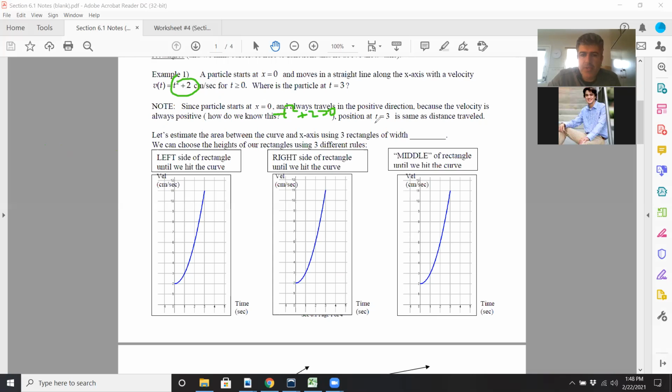But anyway, position at t equals 3 will also be the same as distance traveled. That's not always true when sometimes the velocity is negative. Again, we'll explore that next week. But for now, the position at t equals 3 will also be the same thing as distance traveled, also because our position was 0 at x equals 0. We're really simplifying this situation right now. We'll make it more complex next week. So whatever we're finding as our total distance traveled will be the position at t equals 3 as well.